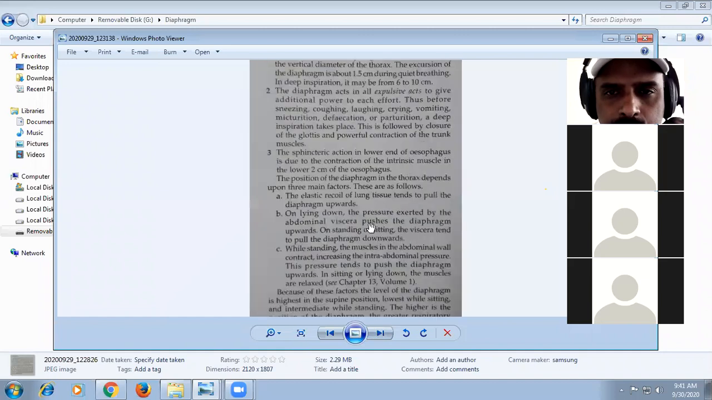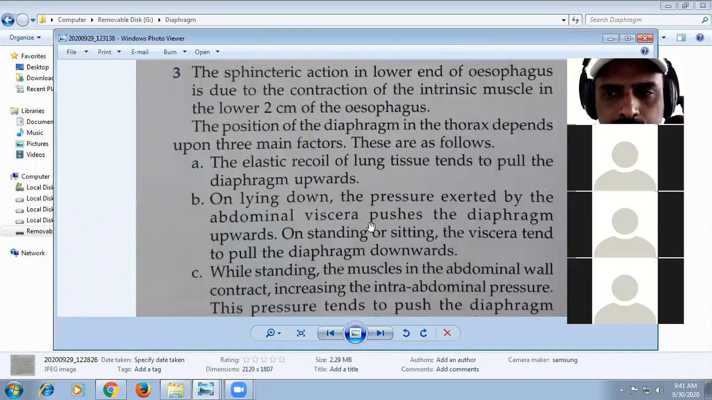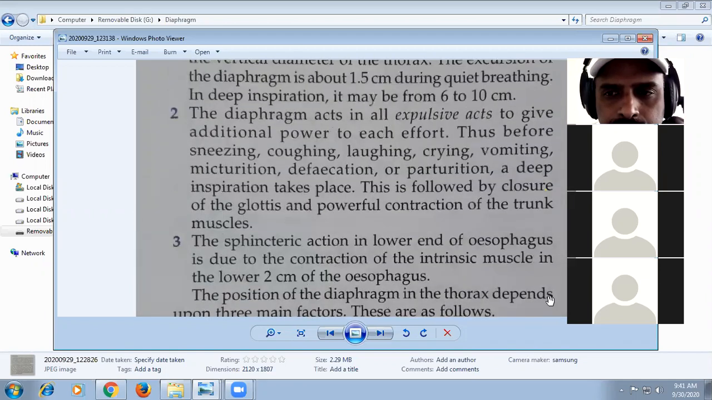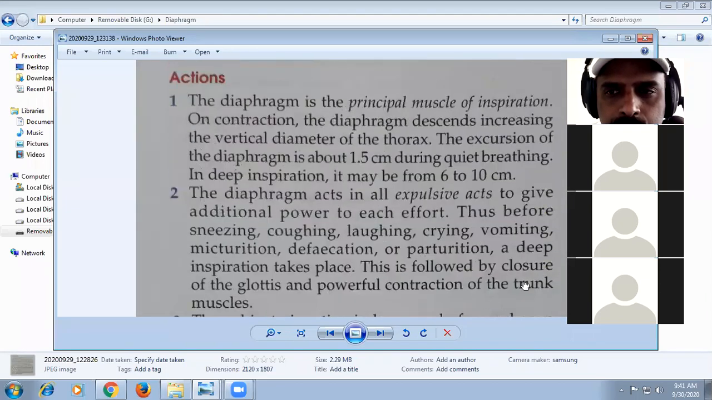Then going to the actions of the diaphragm. As it is a muscle, it should have an action. So what are the actions of the diaphragm? My dear students, first you have to remember it is the principal muscle of inspiration.